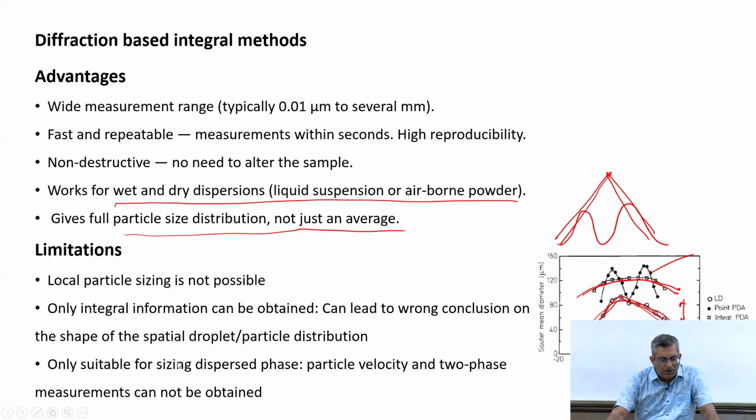This is also suitable only for sizing the dispersed phase. You cannot measure velocity and you cannot get two-phase measurements. So, we stop here. With this, this module on experimental techniques is finished. We will start the last module.